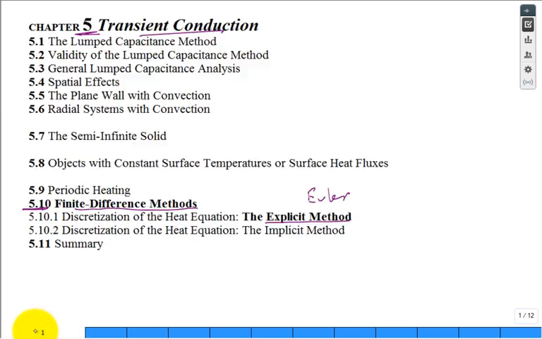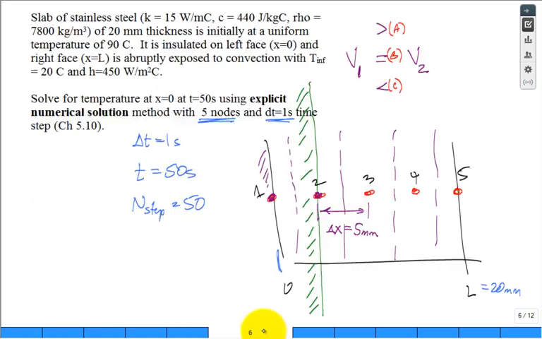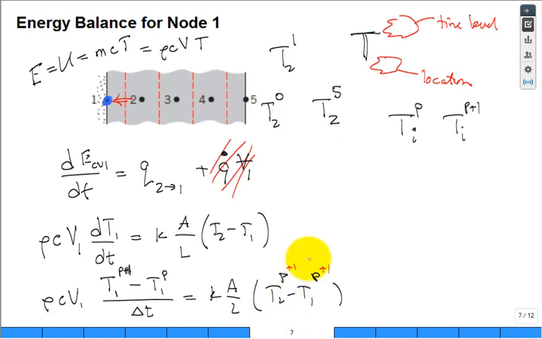Professor, what's the difference between this section 510.1 and 510.2? One is the explicit method, one is the implicit method. That's exactly right. What we're doing right here is that we're not going to make it implicit, we're making it explicit, meaning using the current temperature values, we discretize and get the value at the future time step.